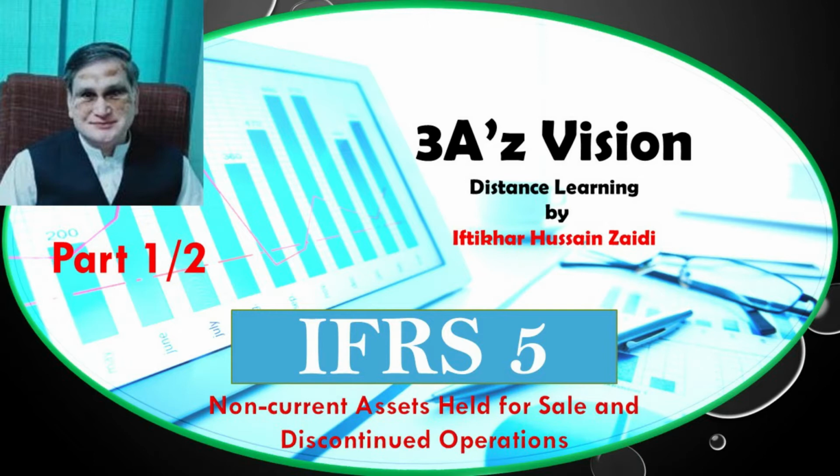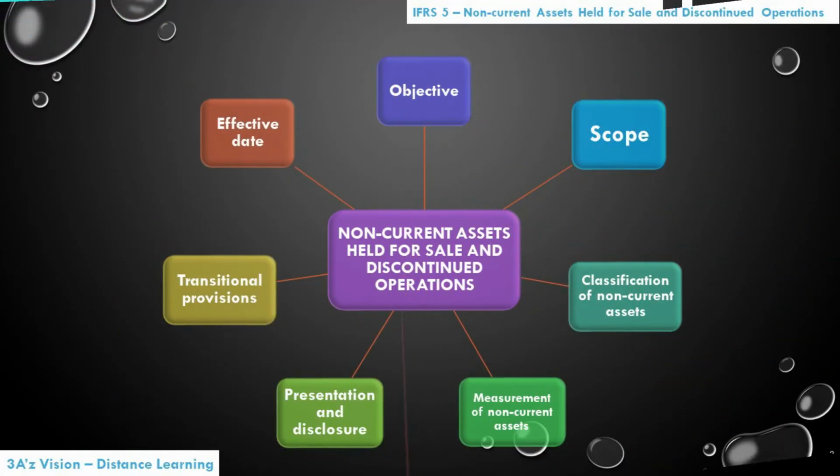In preparation of the IFRS 5 video, we tried our level best to cover the maximum matter of discussion, which will be helpful to understand IFRS 5. Therefore, watch the full video for complete knowledge. Non-current assets held for sale and discontinued operations. Here, we will discuss its main 7 elements as: Number 1.